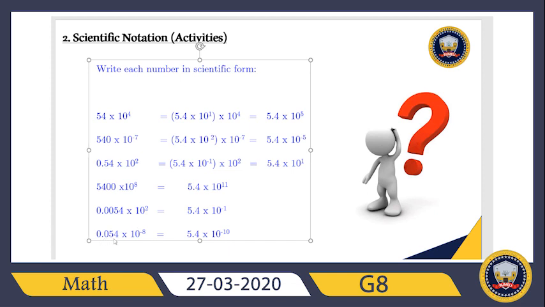Finally, 0.054 times 10 to the power of minus 8. What is this number? It's not scientific. How can I make it scientific? I will move my decimal point to the right by 2 places. So this number here will be 5.4 times 10 to the power of minus 2. Now 10 to the power of minus 2 is multiplied by 10 to the power of minus 8. Minus 2 minus 8 is minus 10. So my scientific notation is 5.4 times 10 to the power of minus 10. Great.